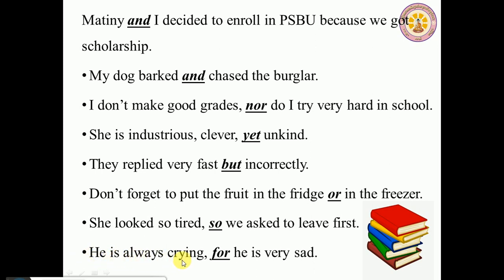He is always crying, for he is very sad. So the word "for" is the conjunction used to join two clauses: he is always crying, and he is very sad. "For" is used to show reason. It is a conjunction that shows reason.